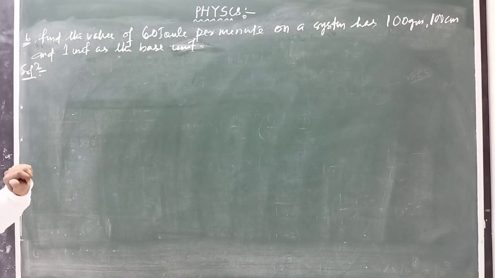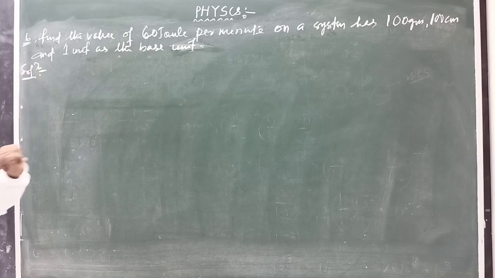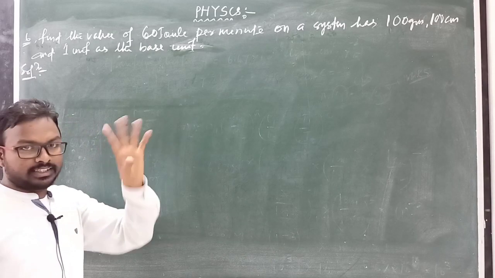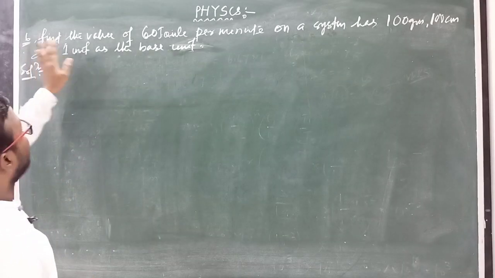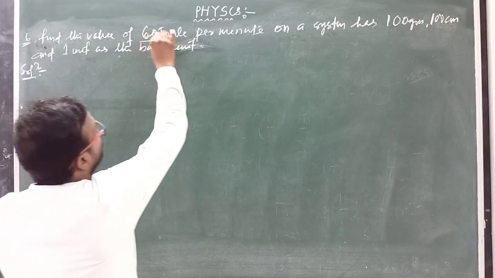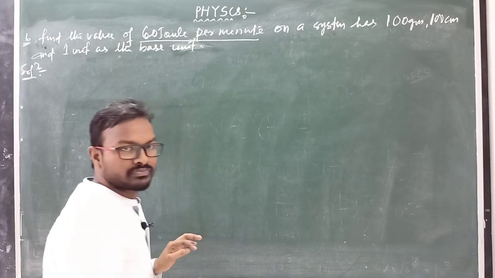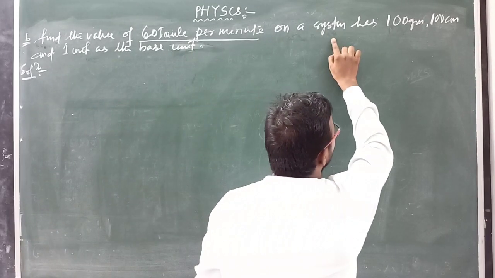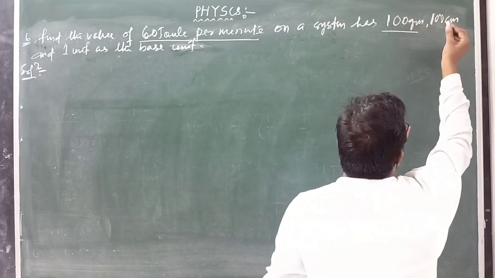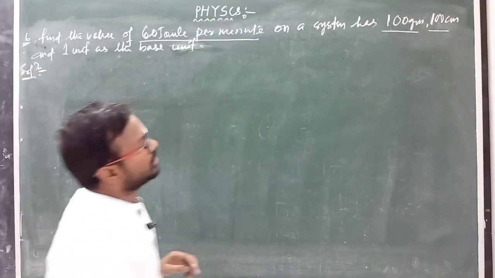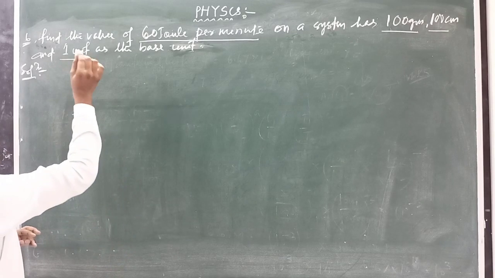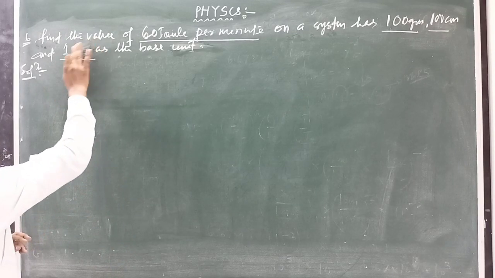So next, come to that question. This is an important question, and listen carefully to how to solve it. Find the value of 60 joule per minute on a system which has 100 gram, 100 centimeter, and 1 second as units.